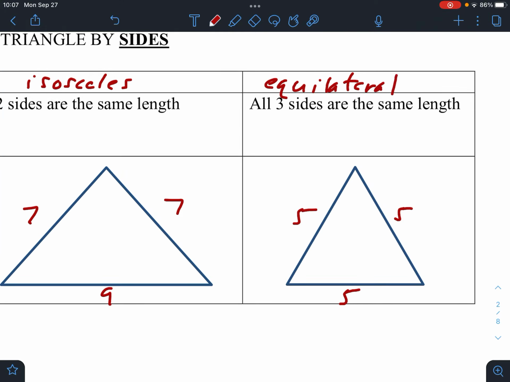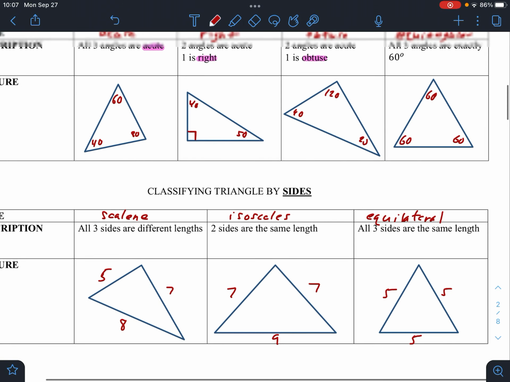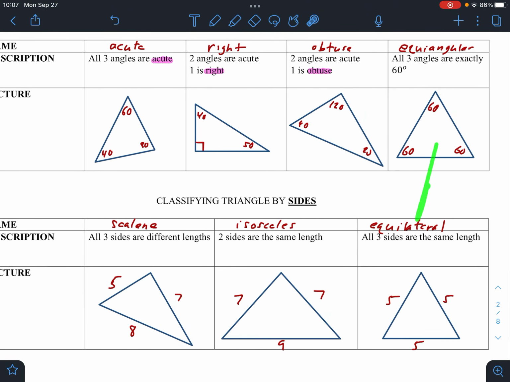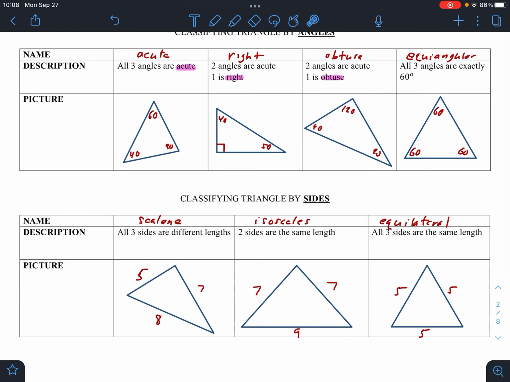And a quick important note here, these two go back and forth. They're interchangeable. If it's equiangular, it's automatically equilateral. If it's equilateral, it's automatically equiangular. So these two have a connection that if it's one, it always has to be the other one as well.